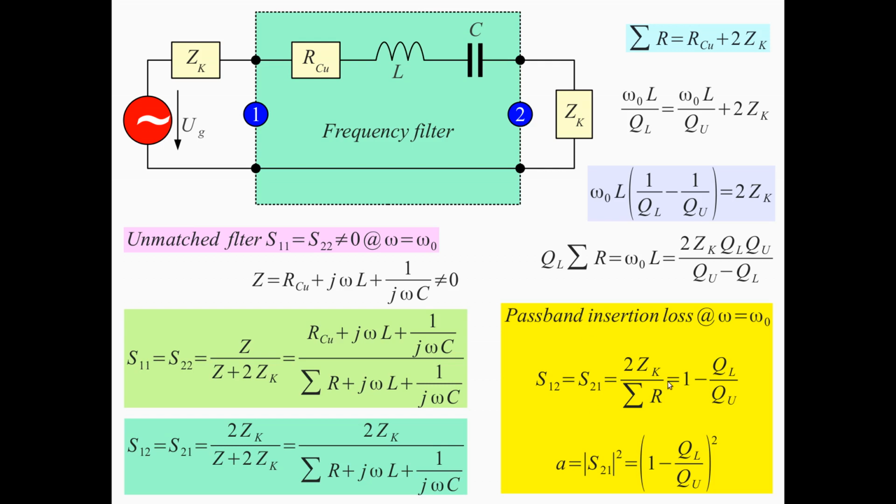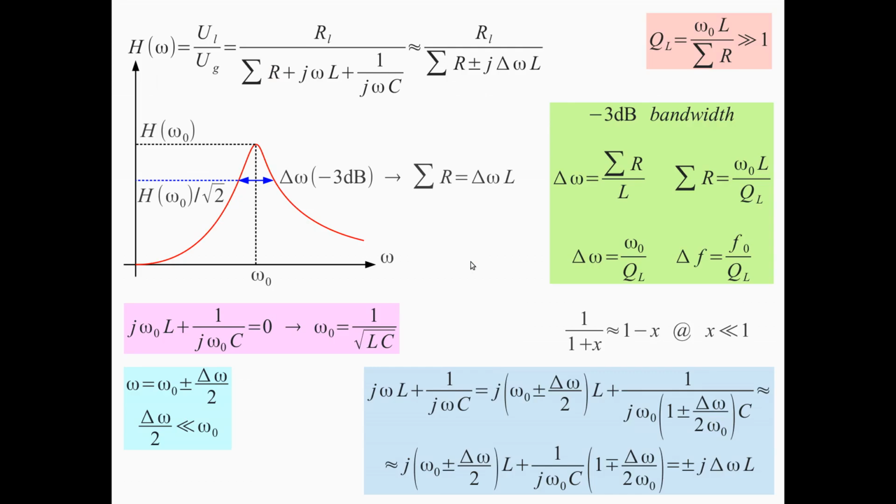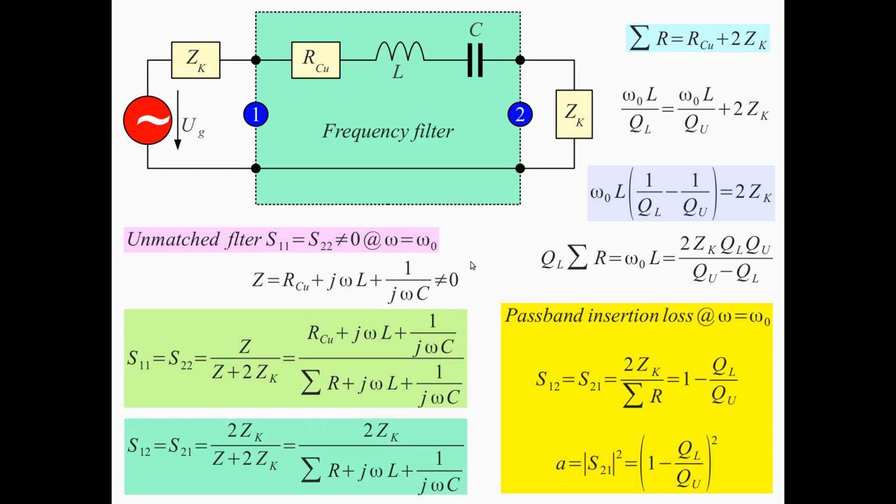And in any case, I can never go with Q loaded above Q unloaded. Q loaded is always smaller than Q unloaded, so this is the utmost limit. Even if I can recover any signal loss in my filter, this is still the limit of my device, of my filter.